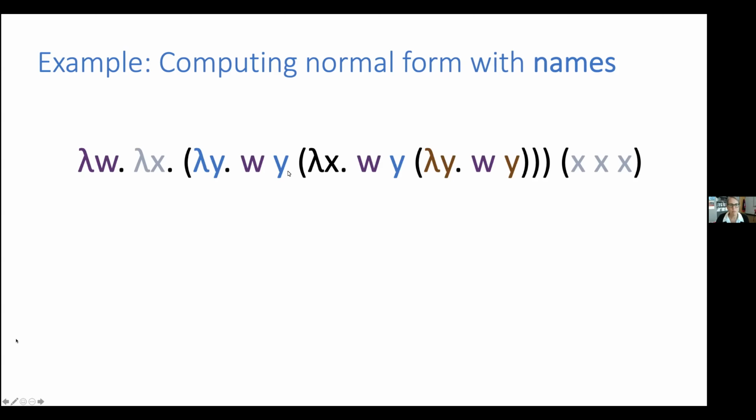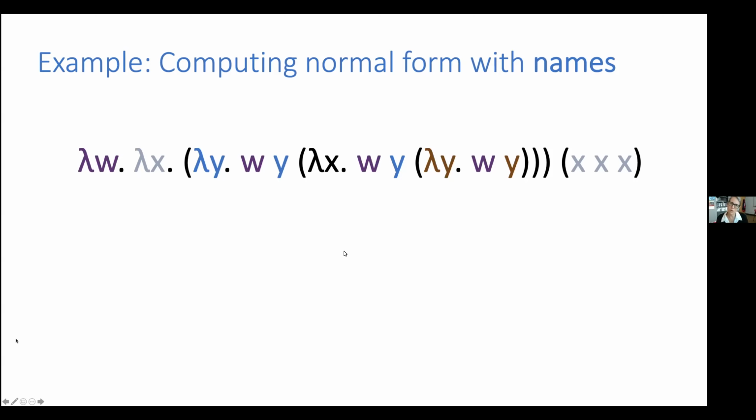So all occurrences of the blue y are bound to this lambda that is also blue, whereas this is a different y and it's bound to this brown lambda. And we have a gray X and a black X. Those are different uses of X. These X's correspond to the gray X.